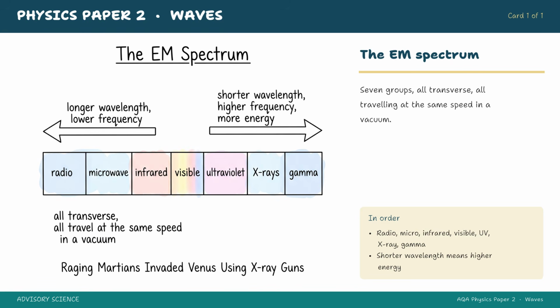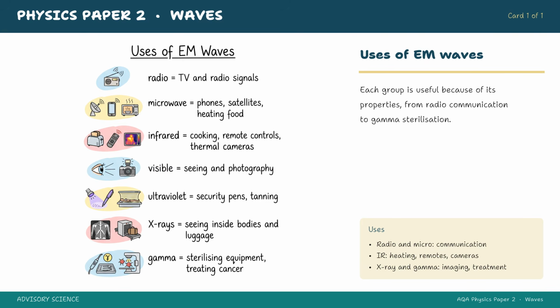Uses of electromagnetic waves. Radio waves carry television and radio. Microwaves do mobile phones, satellite signals, and heating food. Infrared for cooking, remote controls, and thermal cameras. Visible light is for seeing and photography.